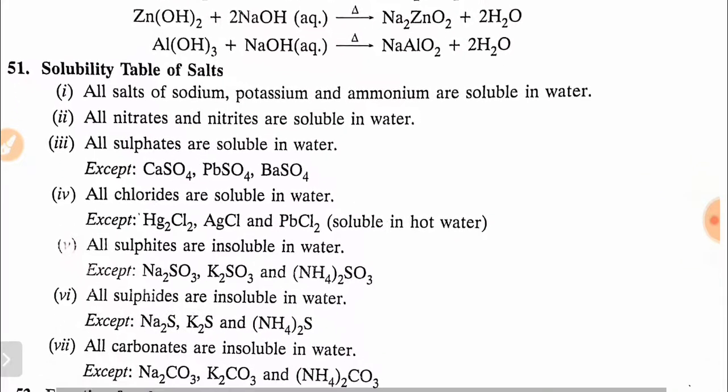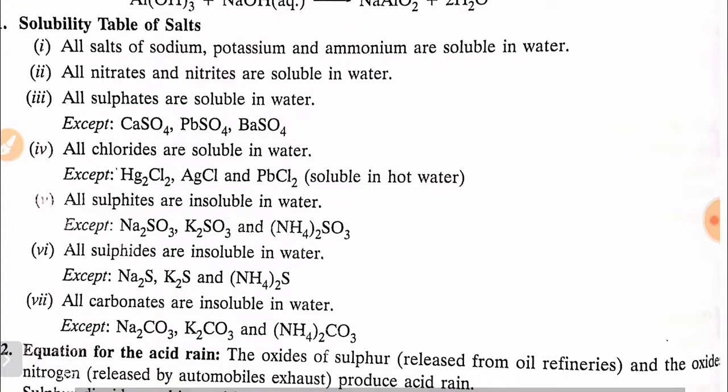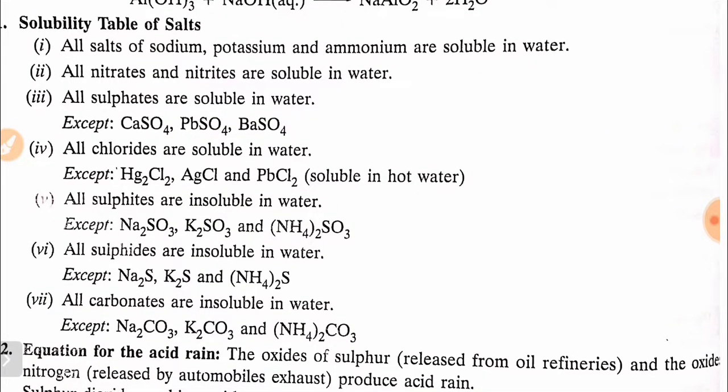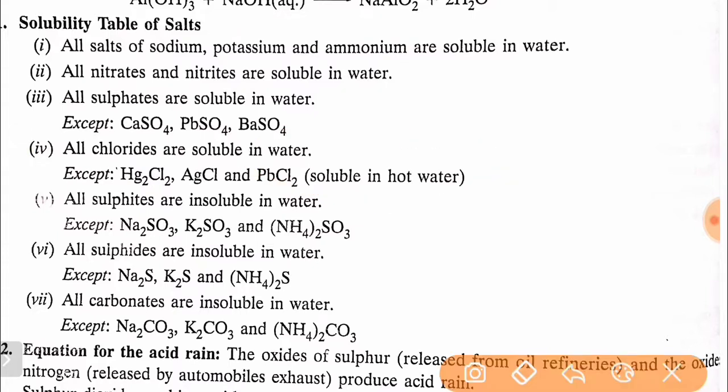Now the solubility table of salts. If you see the solubility table, all salts of sodium, potassium and ammonium are soluble in water. All nitrates and nitrites are soluble in water. All sulfates are soluble in water, except CaSO4, PbSO4 and BaSO4, calcium sulfate, lead sulfate and barium sulfate. All chlorides are soluble in water, but PbCl2, one example you have to see, is only dissolved in hot water.